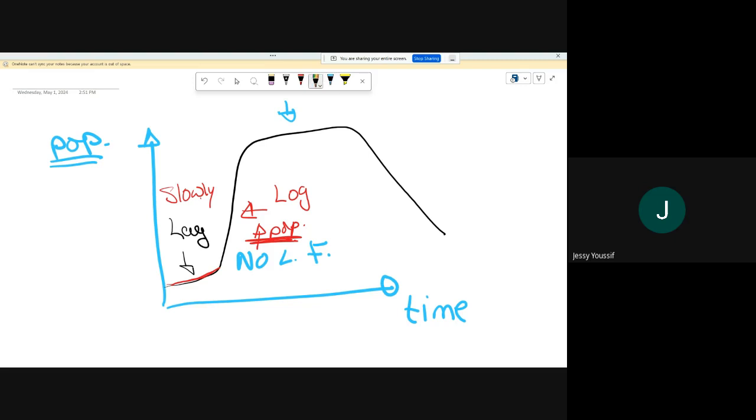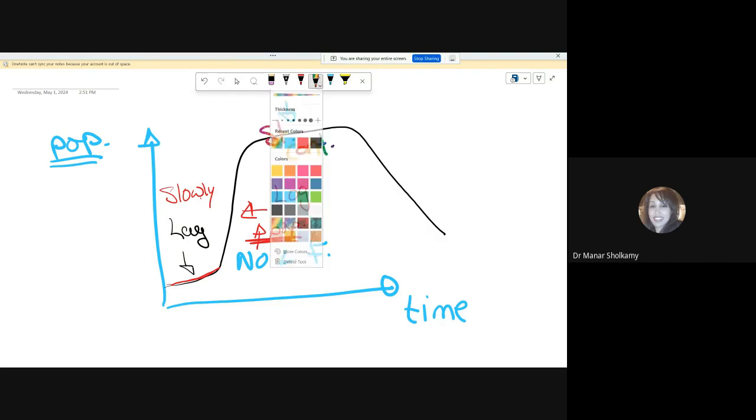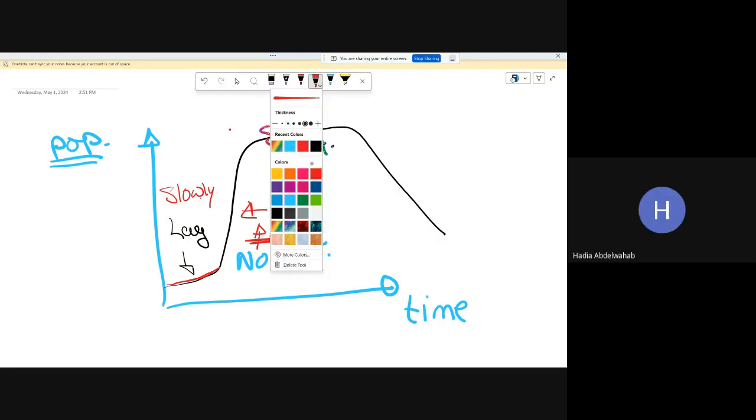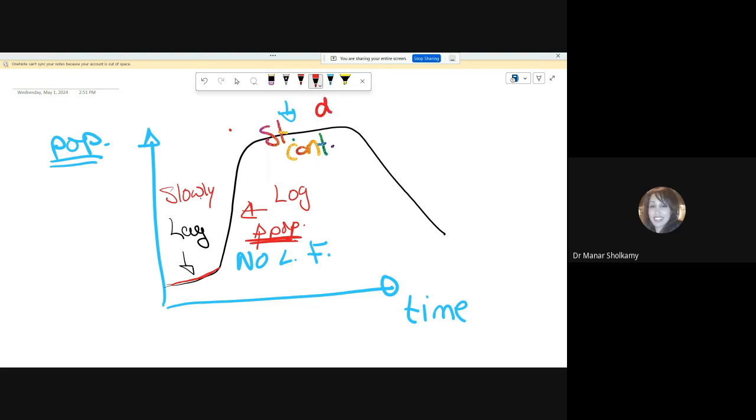Stationary. Yes, here it's stationary or constant. Good. Now, what are equal in this phase? The death rate and the birth rate. Yes, the death rate is equal to the birth rate. Good. Now, what is happening here? That phase is the death phase.